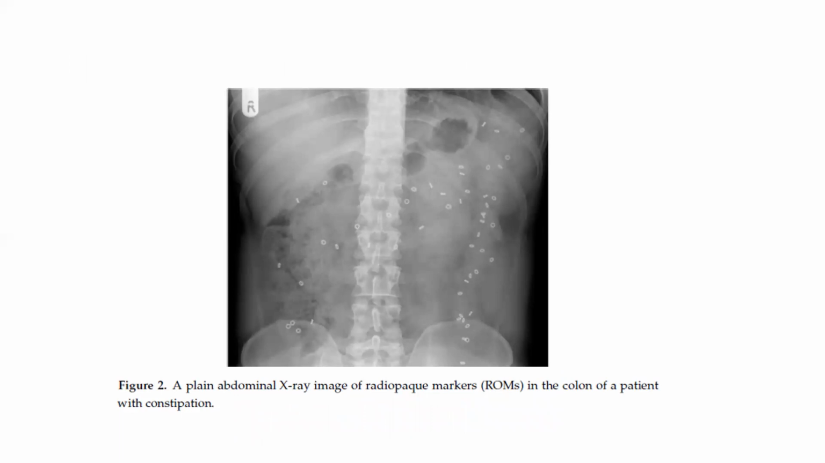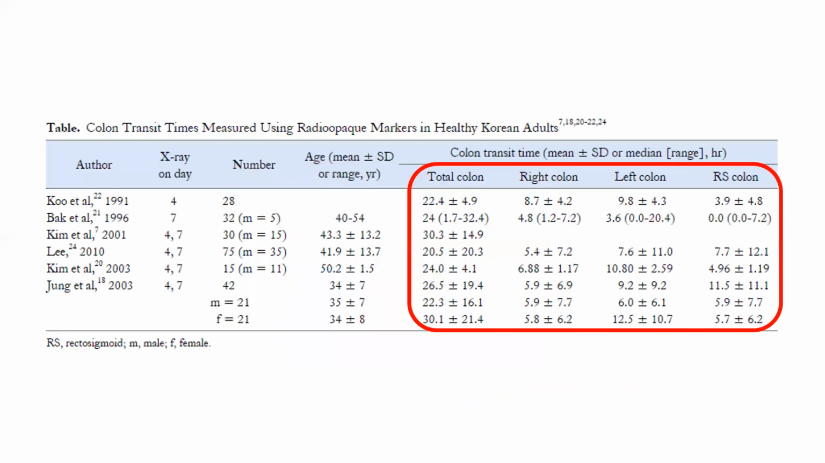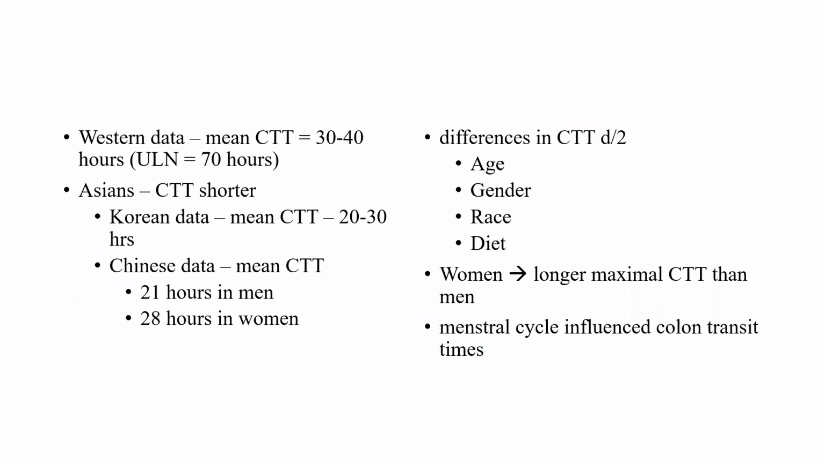So this is an example of a patient who has retention of markers mainly over the left and the rectosigmoid. With regards to colonic transit time, there are many variables that can affect it. This is in fact a Korean paper. They say that even in Korea itself, the total colonic transit time varies. However, on average, it's between 20 to 30 hours. However, Western data shows the mean colonic transit time is about 30 to 40 hours. The upper limit normal is 70 hours.